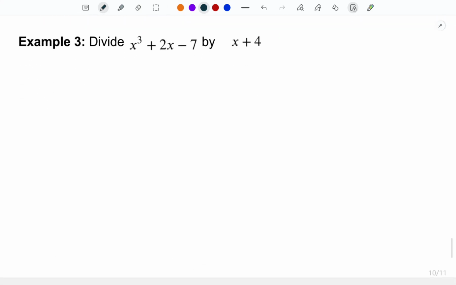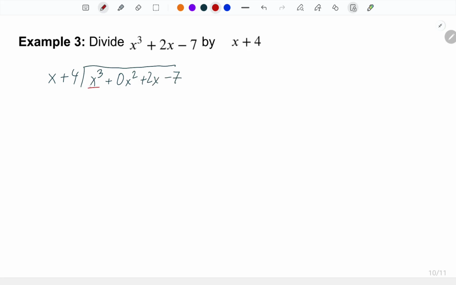All right, x cubed plus 2x minus 7 divided by x plus 4. So again, try these out on your own, but I'll just go through the process here. But don't hesitate to try it yourself. Okay, so we have x plus 4, x cubed. Again, we're missing a power of x, so I'm going to put a placeholder in, and that will help us keep things organized.